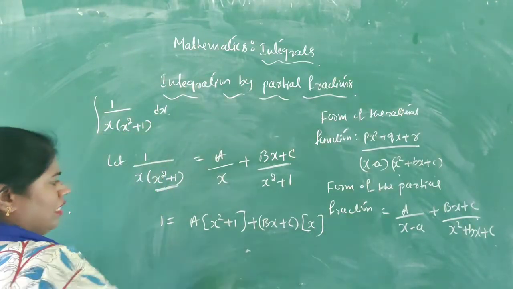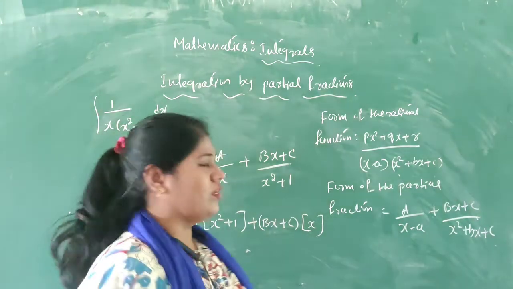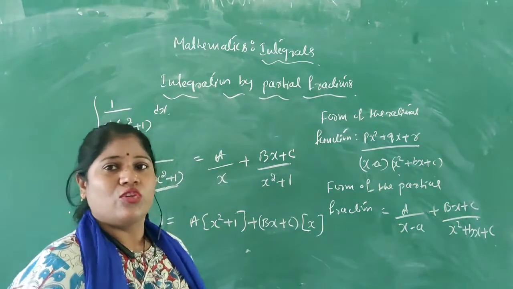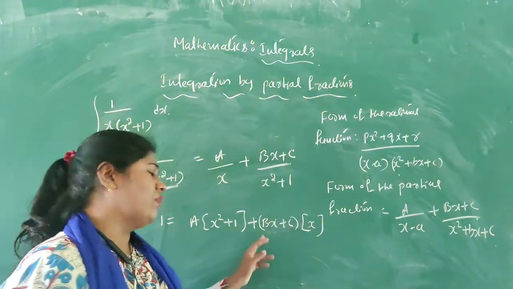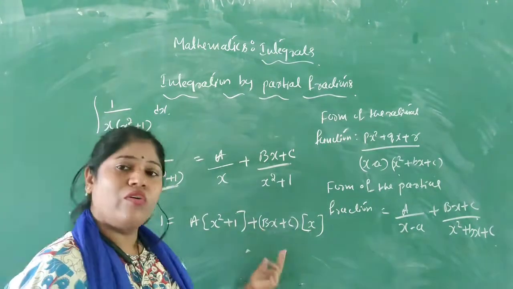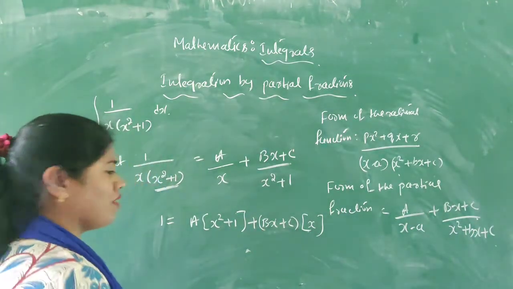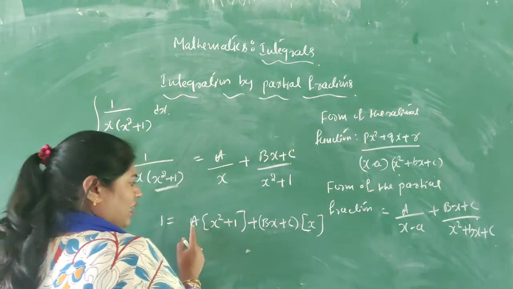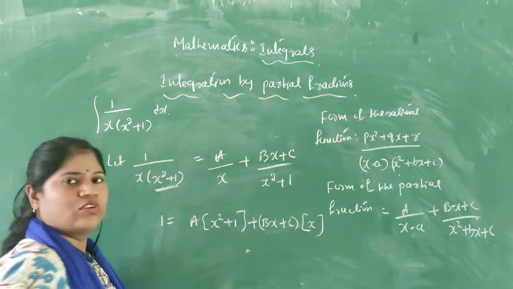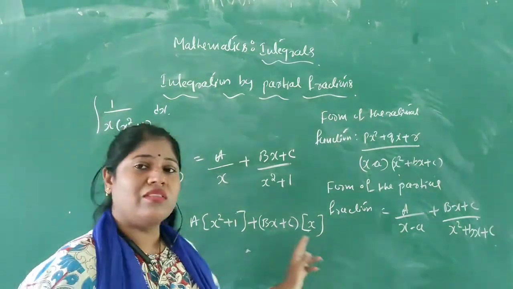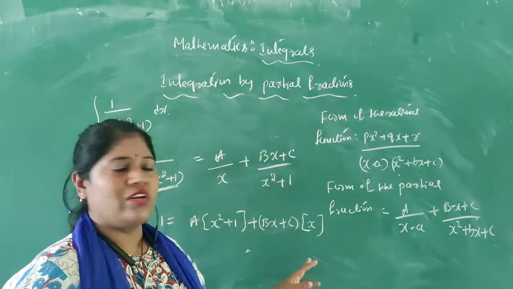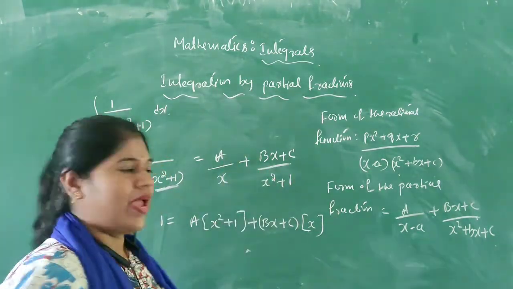So after this, we have to eliminate the unknowns. I want the value of A here. To get the value of A, this b has to be eliminated. Okay? So how are we going to eliminate? Because there are three unknowns here, a, b, c are the unknowns, we need to find out the values of a, b, c, okay?